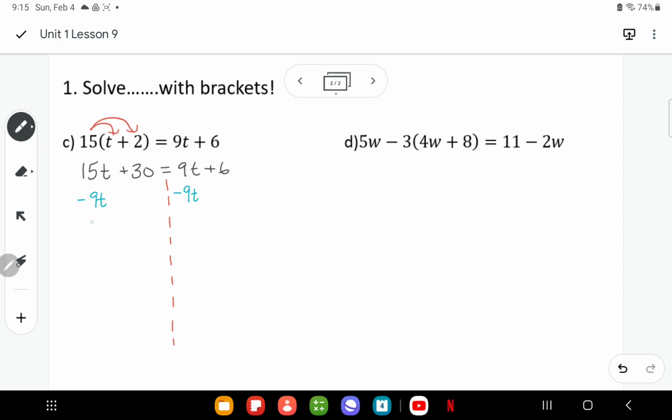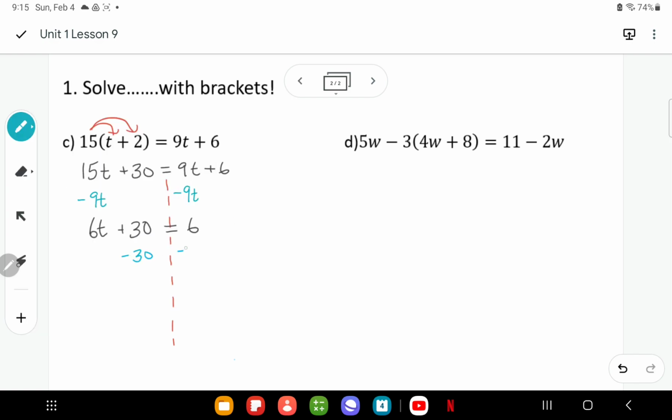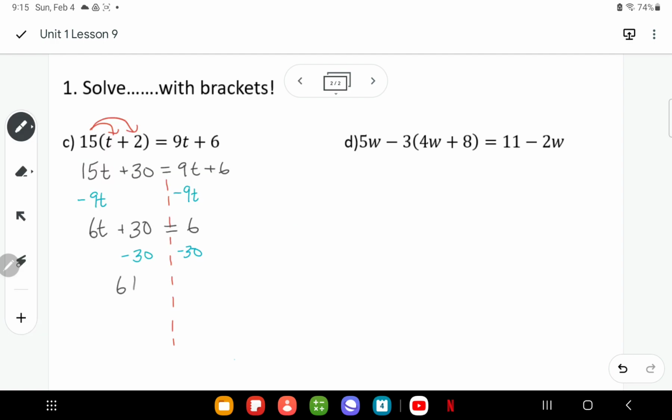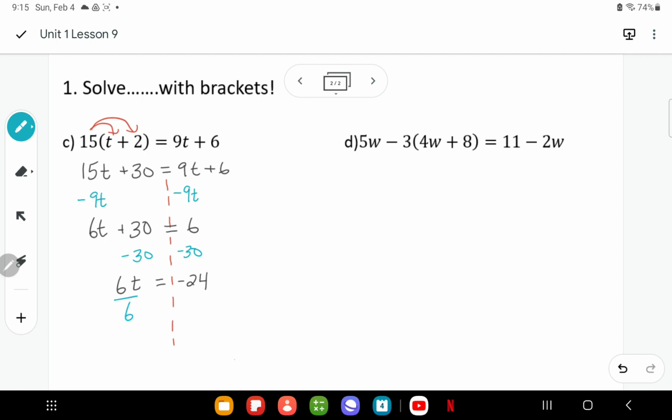So 15t take away 9t is 6t. I still have plus 30 equals 6. Then opposite operations to get rid of that plus 30. I'm going to do minus 30, and of course I have to do that on both sides. So here I have 6t equals 6, take away 30 is into the negatives, negative 24. And then I have to clear that 6 that's multiplied by the t, because it's multiplied, the opposite of multiply is divide. So we get t equals negative 24 divided by positive 6 is negative 4.